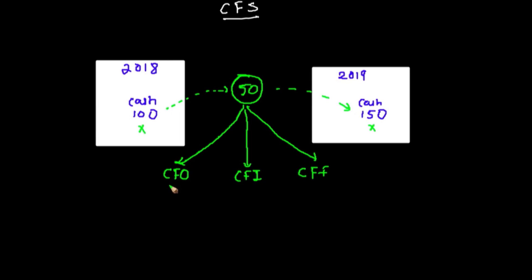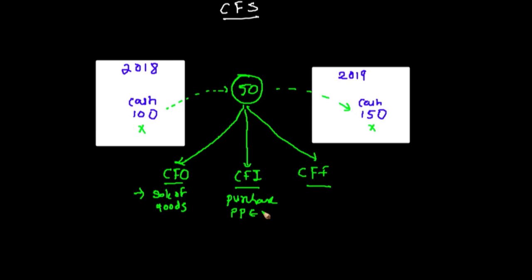I'll give you a few examples. You tell me which one it is. Let us say receiving cash by sale of goods. So sale of goods will come into operating activities. Let us say you purchased a new PPE. It's an investing activity. So purchasing property, plant, equipment is an investing activity.